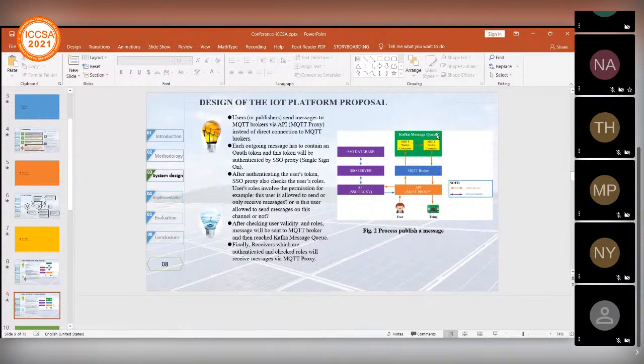Similarly, the receiver, whose role is checked by the single sign-on service, will receive the message via the MQTT proxy.